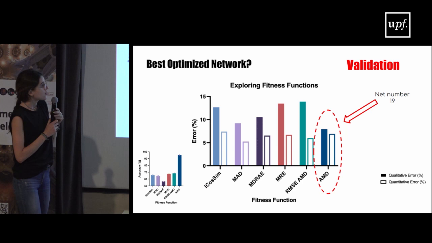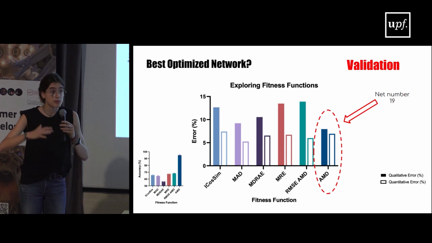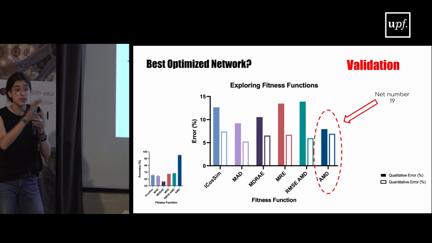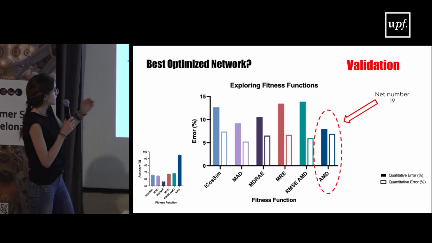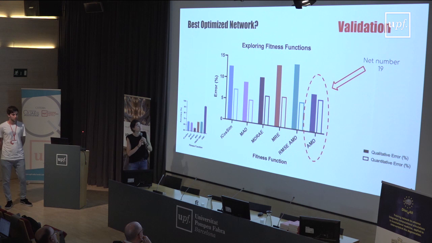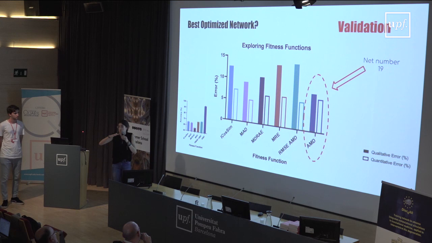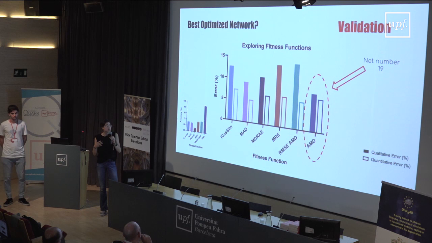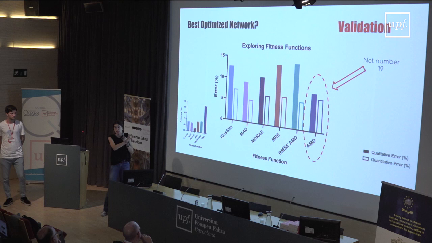In order to check which is the best optimized network that we created over the 1,000 networks generated with the 10 different optimization fitness functions, we computed the errors. We can see that the one with the highest quality performance is the AMD fitness function, and regarding the errors, it has very balanced, low errors. So we decided that the AMD fitness function is the best optimization process. Inside the AMD fitness function, network number 19 was the best of all the 100 networks.